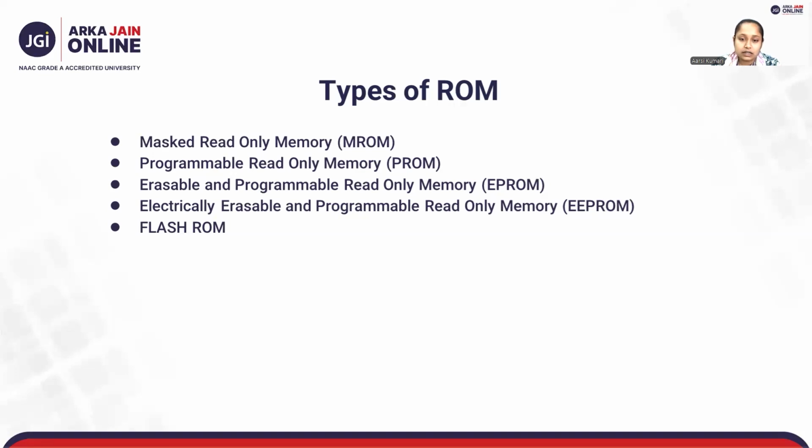Next, electrically erasable and programmable read-only memory, EEPROM. EEPROM is a type of read-only memory that can be erased and reprogrammed repeatedly up to 10,000 times. It is also known as flash EEPROM as it is similar to flash memory. It is erased and reprogrammed electrically without using ultraviolet light.